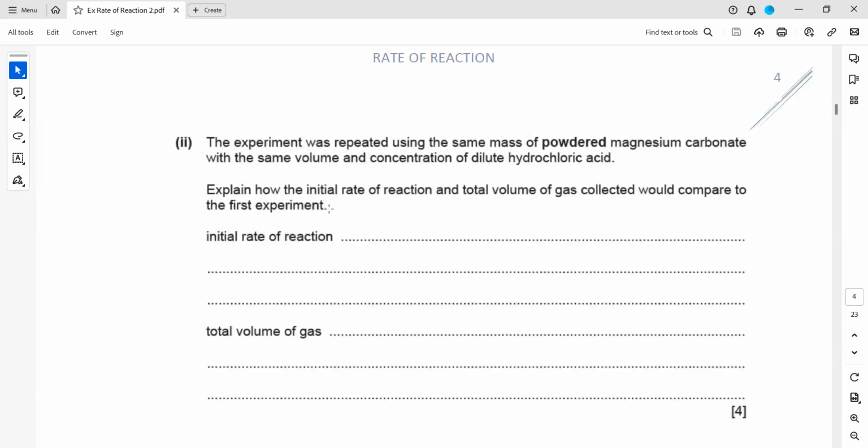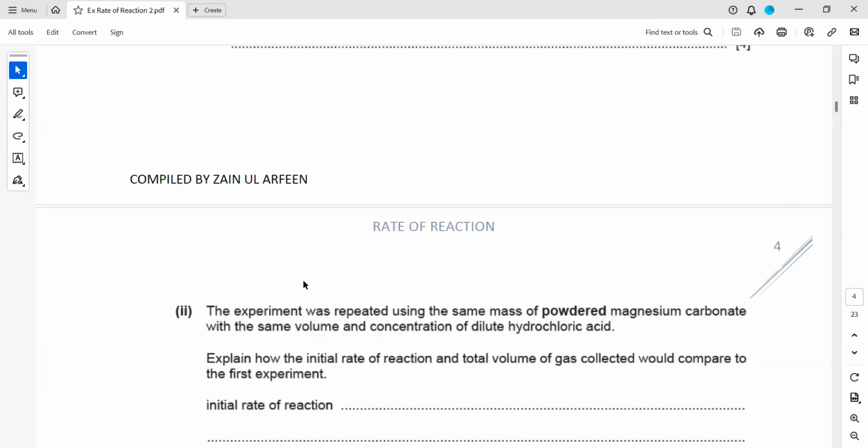The experiment was repeated using the same mass, but powdered magnesium carbonate. And we are using the same volume and concentration of hydrochloric acid. Like, we did not change the limiting factor. What we only did was use a powdered form instead of the lumps, the large pieces. In the beginning we used large pieces of magnesium carbonate, but now we are using a powdered form.